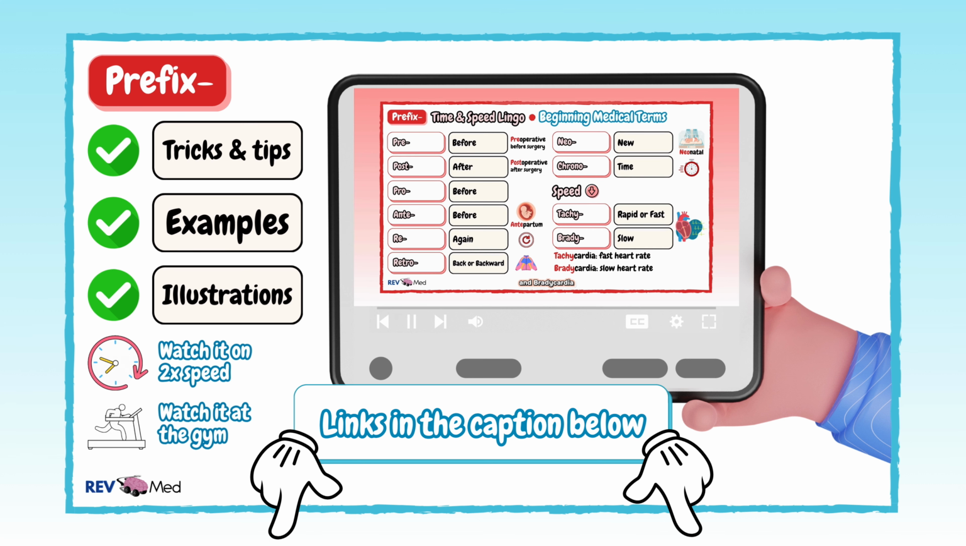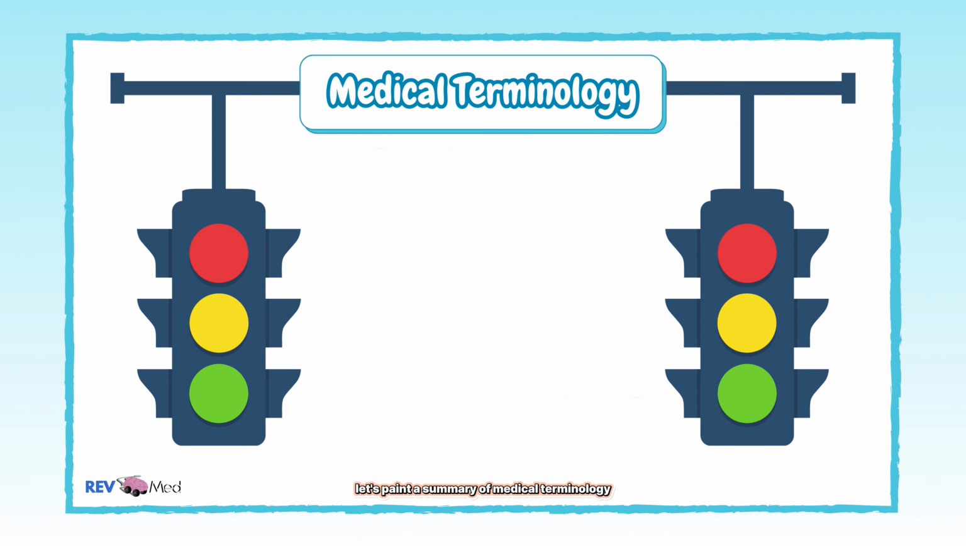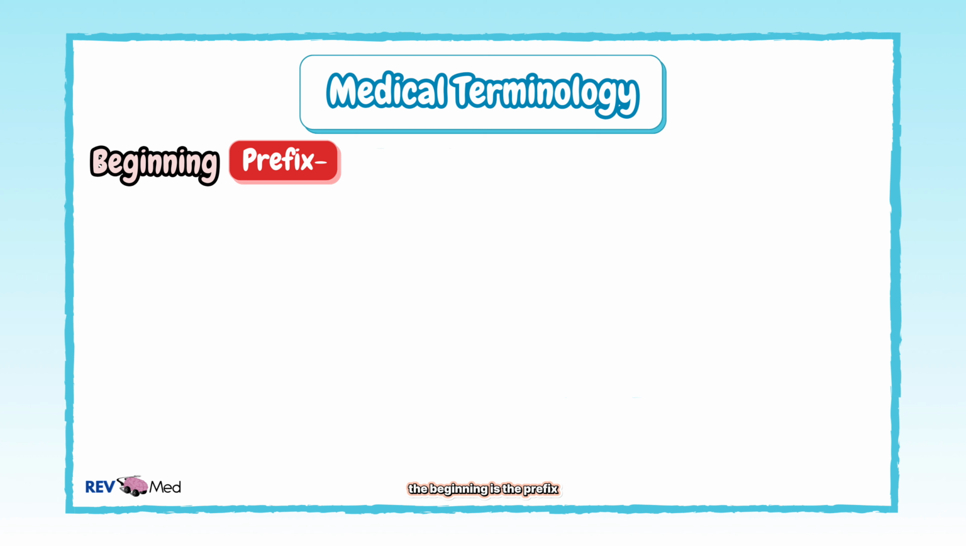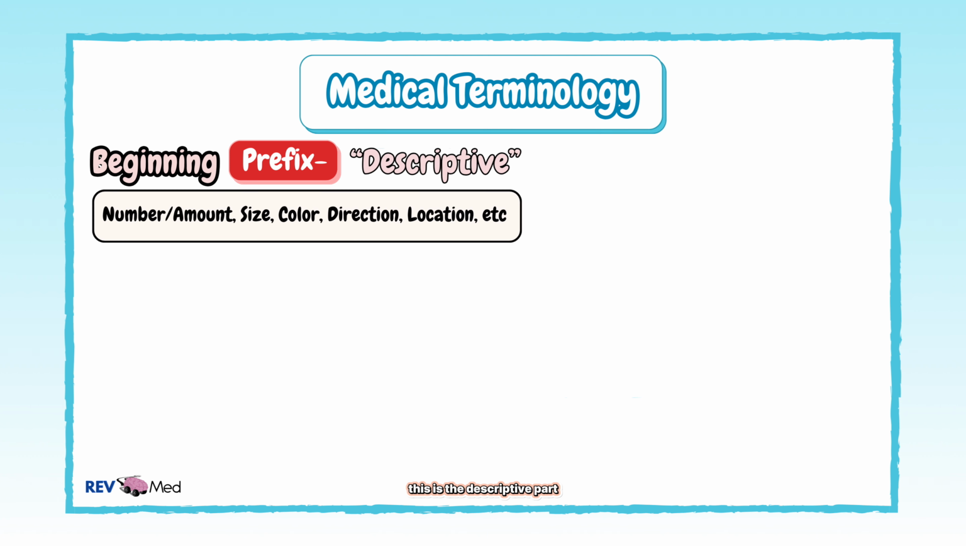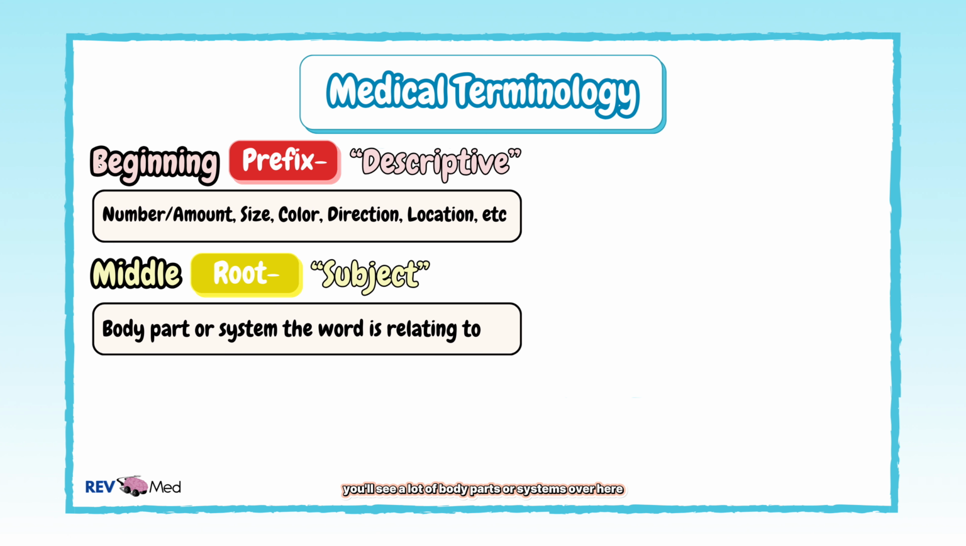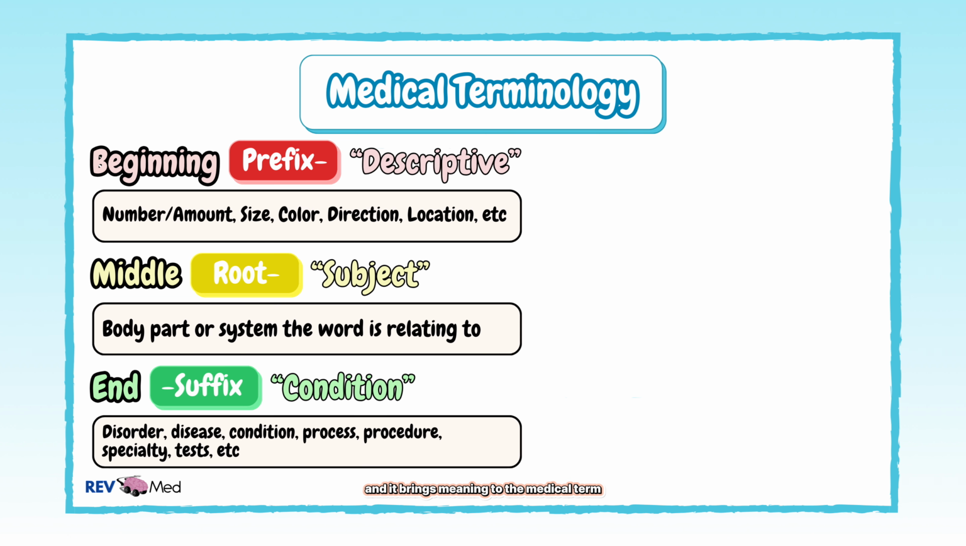Before going over all the root words, quickly, let's paint a summary of medical terminology. Medical terms are broken down to have a beginning, middle, and an end. And you combine them to understand the meaning of the word. The beginning is the prefix, and you saw the examples in the previous lesson. This is the descriptive part. The middle of the word is known as the root, which is what this lesson is all about. Root words provide the subject of the medical term, its meaning. You'll see a lot of body parts or systems over here. The suffix is our ending of the word, and it brings meaning to the medical term. It's the condition of the word.